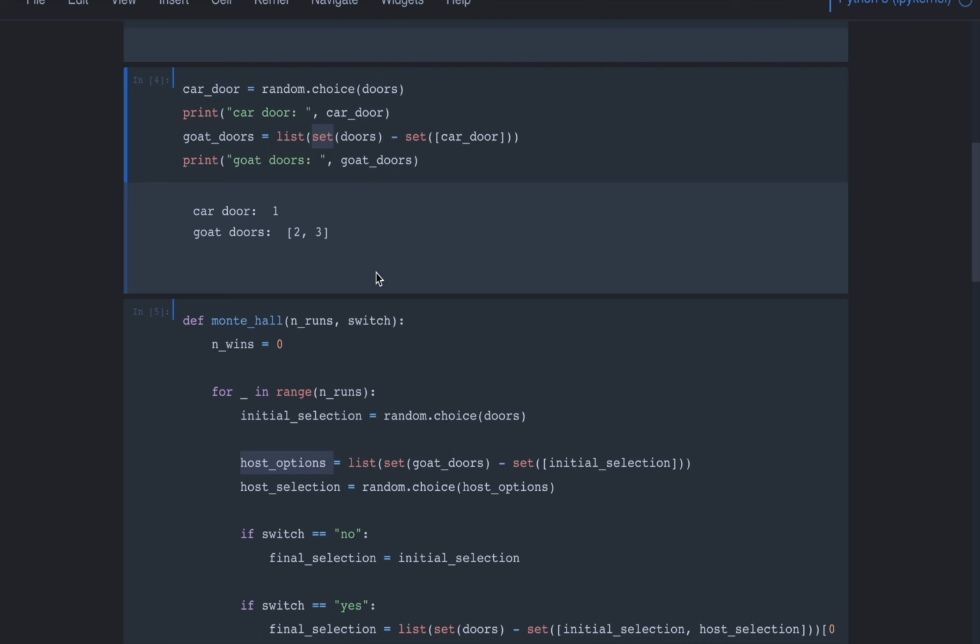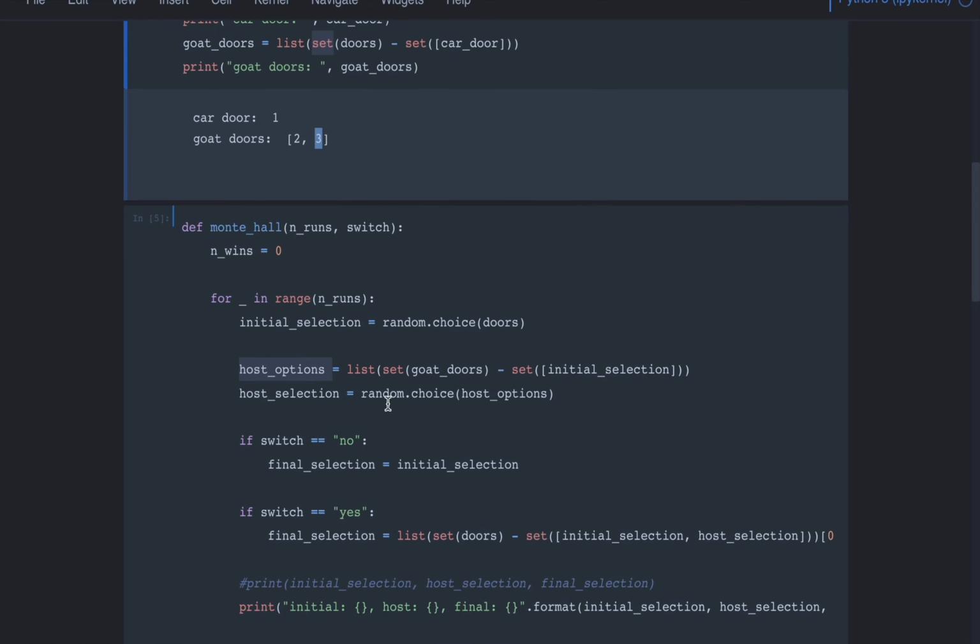Now, what if you have picked door number 2 as your initial option? Because the host already knew that the car is behind door number 1, the only thing he could do is open door number 3 to disclose the goat, and then he will ask, hey, do you want to stick with your initial guess of door number 2 or do you want to switch it to door number 1? So that's what we are doing here.